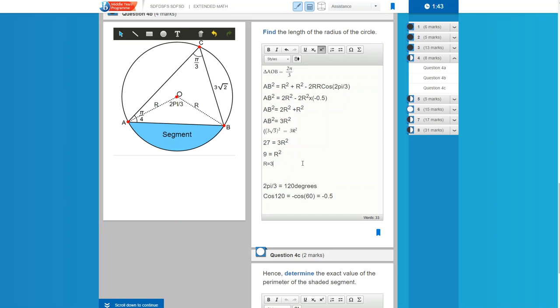And I'll level with you, that's a bit of a pain of a question to do without a pencil and paper. You must know your exact values, okay? You must be able to know cos of 120 is the same as negative cos 60. Okay, you will have scrap paper that you can draw and sketch stuff out. Does that kind of make sense?